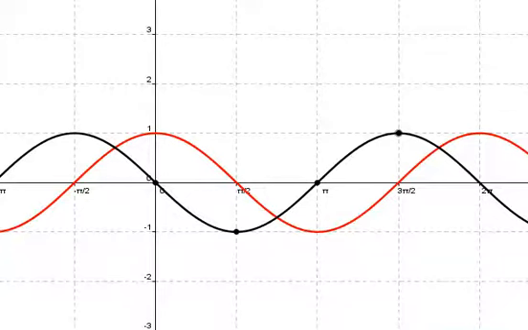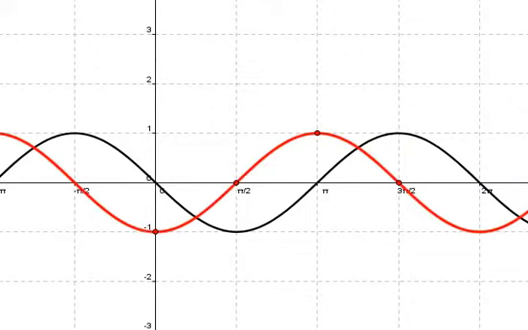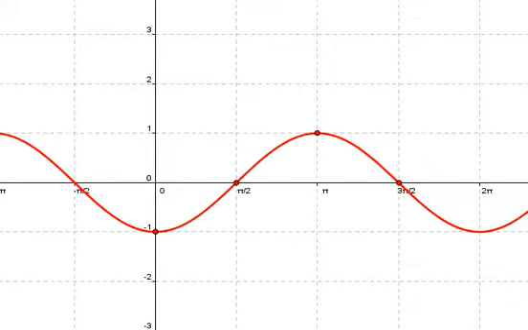Finally, if we put in the points for the derivative of this negative sine graph, then we see a slope of -1, a slope of 0, a slope of 1, slope of 0, and up pops a negative cosine curve right there.